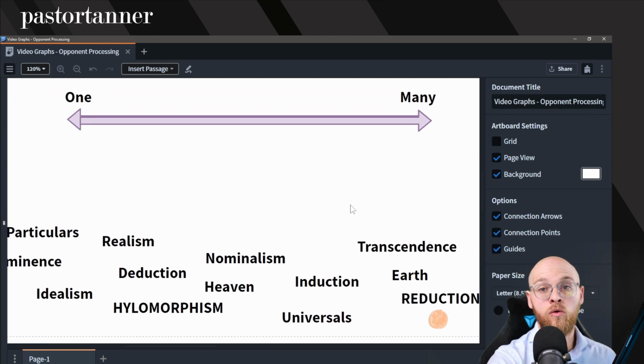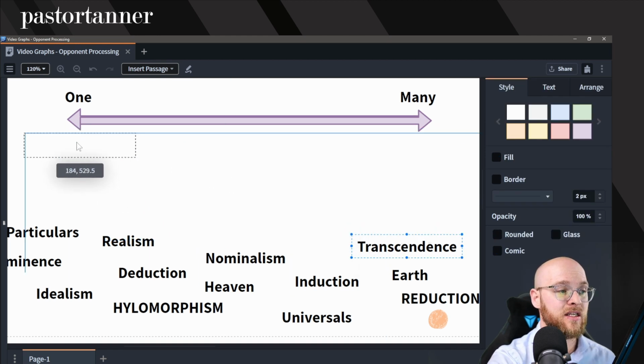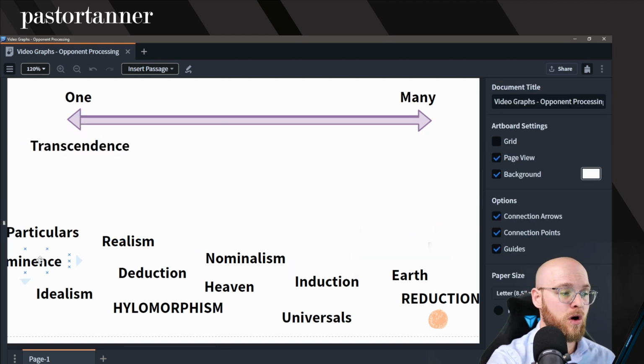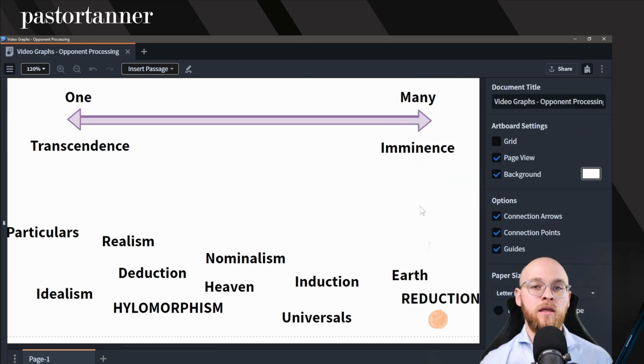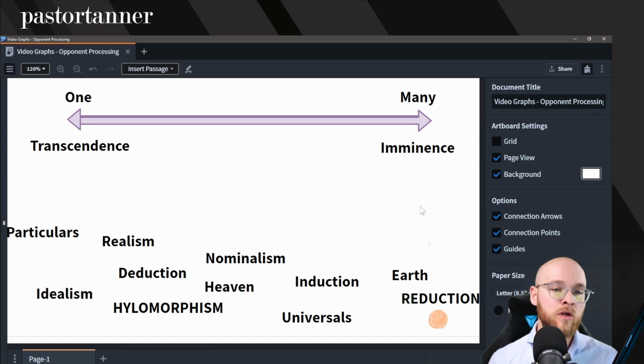Okay, so we can talk about this theologically. When we're talking about God's transcendence, we're talking about the fact that he is one. But God is also immanent, and that is over here under the many. And many religious systems like to emphasize God's transcendence, and many religious systems like to emphasize God's immanence.